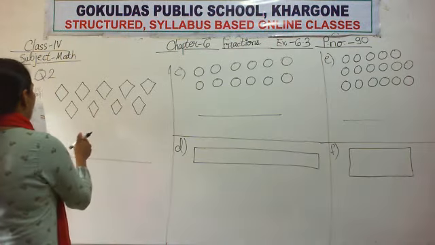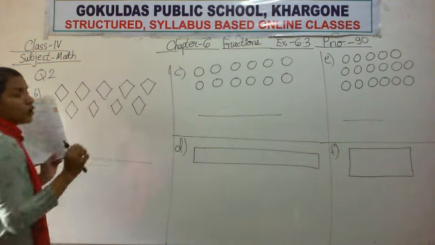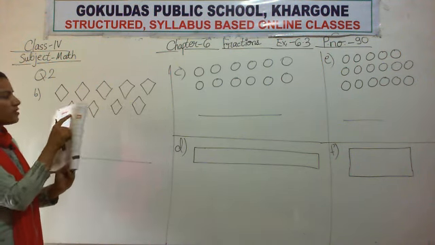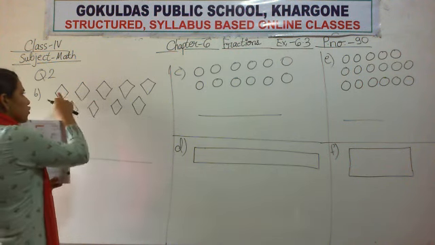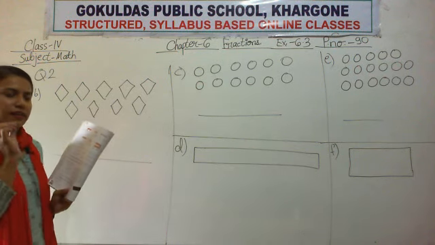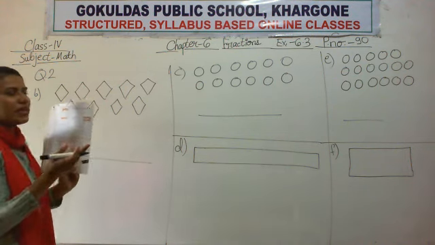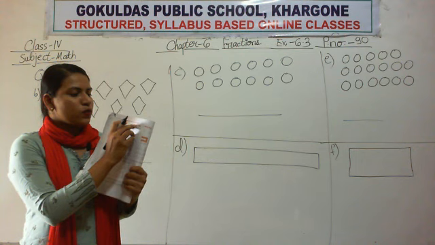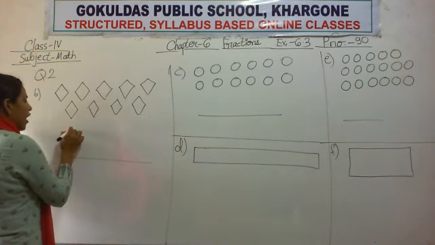In part B, total squares: 1, 2, 3, 4, 5, 6, 7, 8, 9. Total 9 rhombuses, or you can say diamonds. This shape is known as a diamond shape. So total 9 diamonds are given. Out of 9, how many are colored? 1, 2, 3, 4, 5. 5 are colored. Out of 9, 5 are colored.